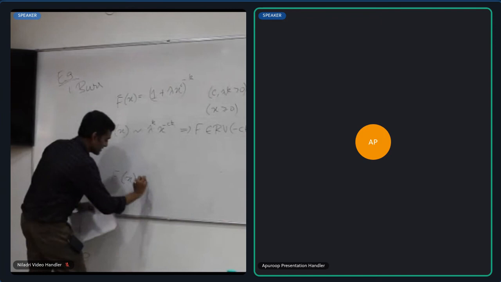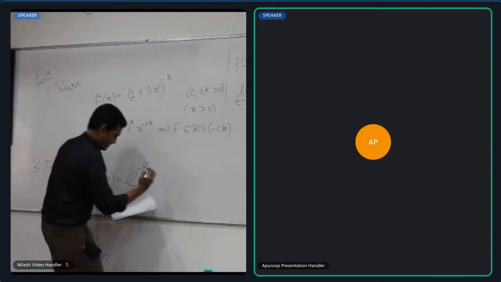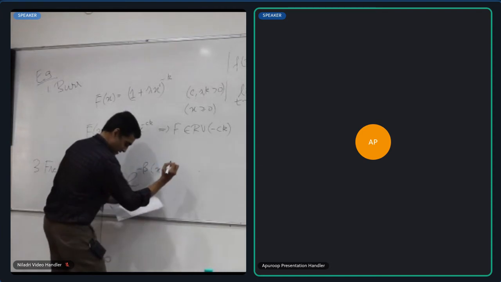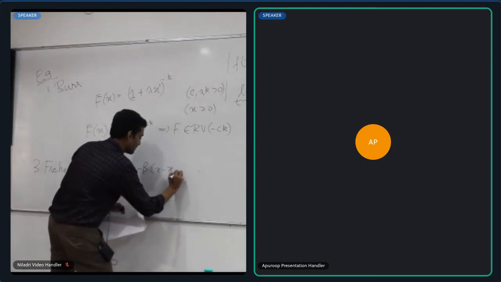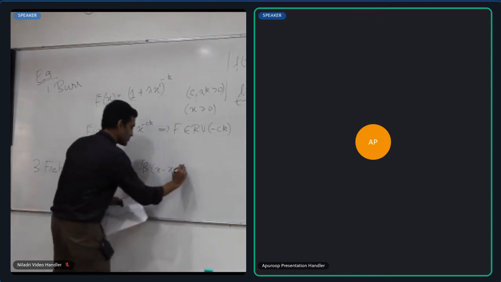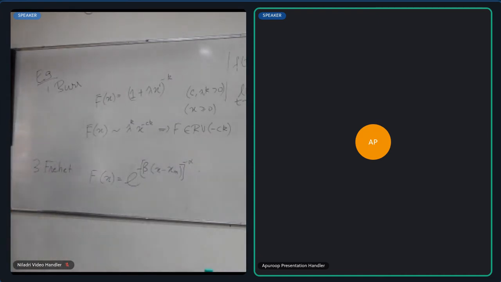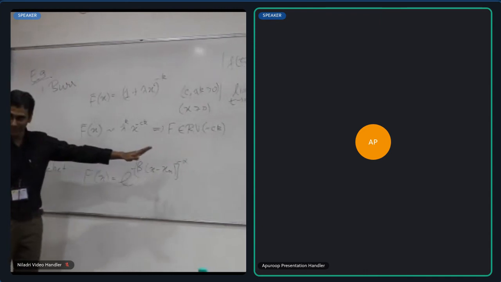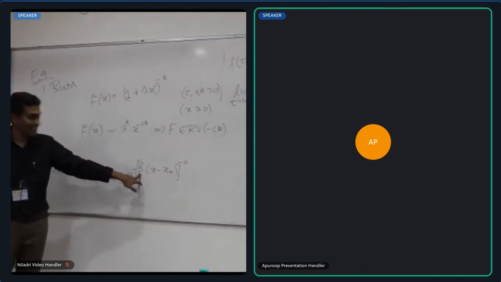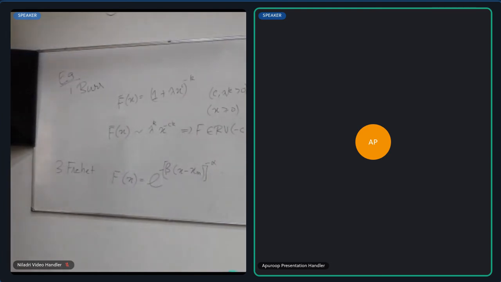The CDF is given by e raised to minus beta times x minus xm, whole raised to minus alpha. Again, so this beta, xm, these are the irrelevant terms. So these are the uninteresting parameters. This is just scaling your currency and calculating the distribution. The interesting parameter is the alpha. Okay.